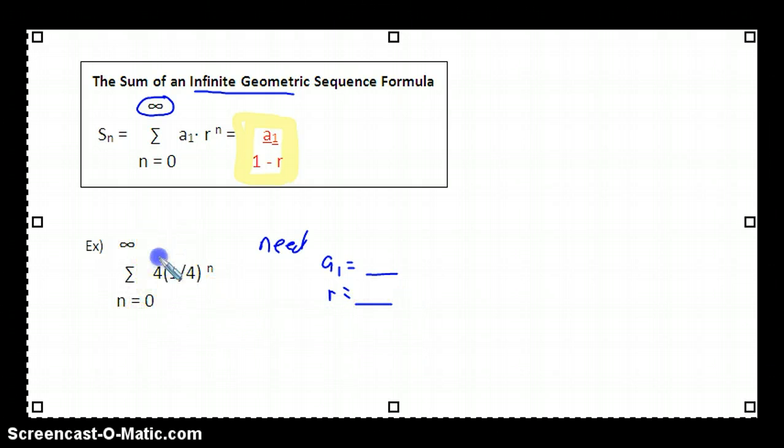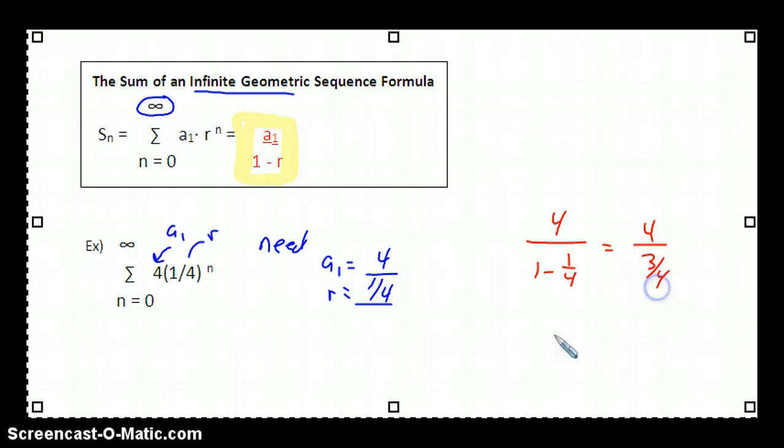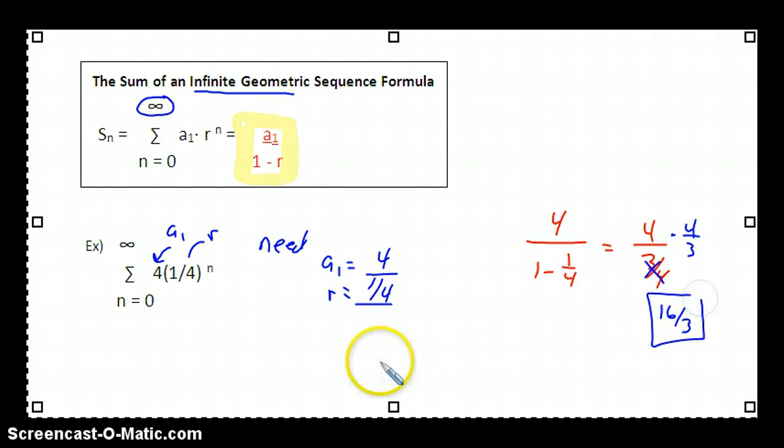So looking at this, the way that this is set up is that this would be my a sub 1, this would be my r value, so 4 and then 1/4. And because I'm going from 0 to infinity, so it's matching this, I don't have to change anything in the formula, I just plug it in now. A sub 1 is 4 over 1 minus r, so this would be 4 over 3/4. I can get rid of that by multiplying by the reciprocal. So I should get 16/3 as the answer to this.